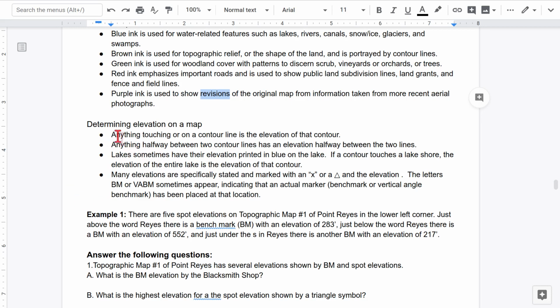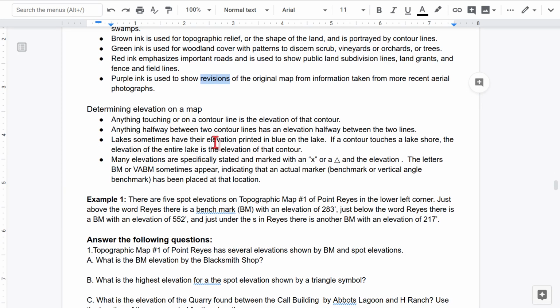To determine elevation, anything touching a contour line is the elevation of that contour. Halfway between two contour lines, the elevation is halfway between. Sometimes lakes have the elevation of the lake surface printed in blue on the lake. If the contour touches a lake shore, the elevation of the lake is the elevation of the contour. And then some elevations are spot elevations with an X or a triangle sometimes, but not always.